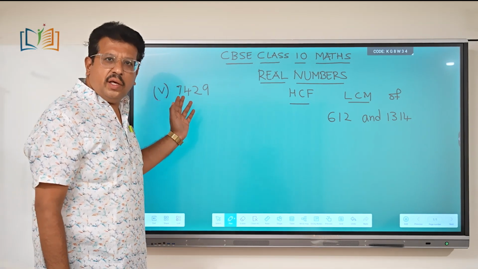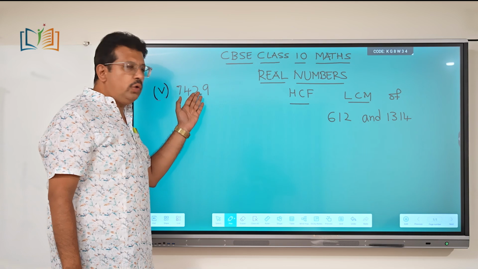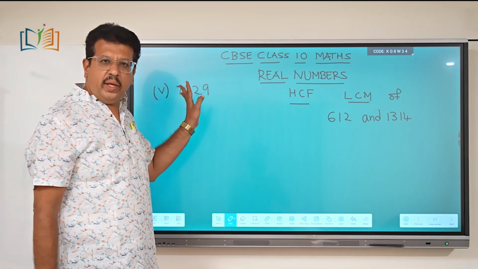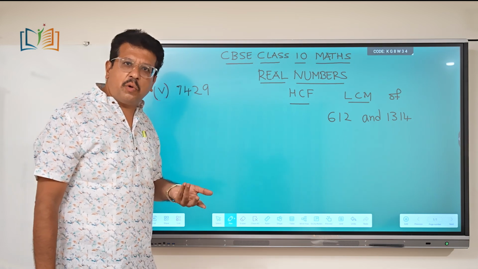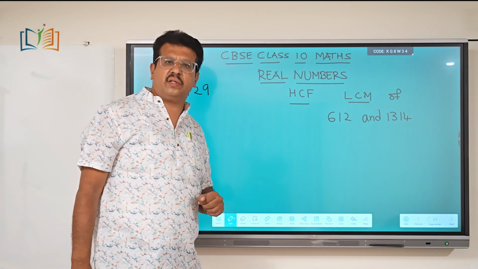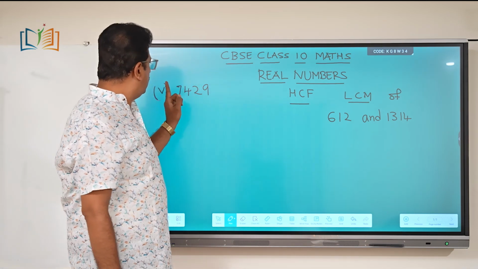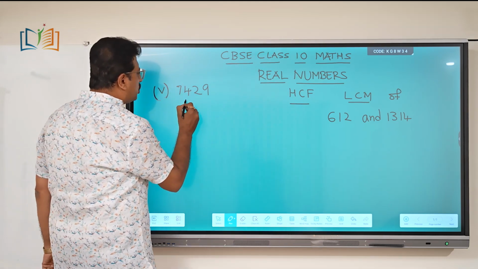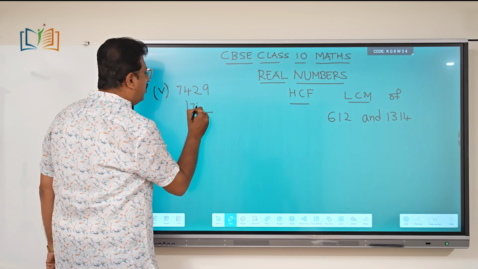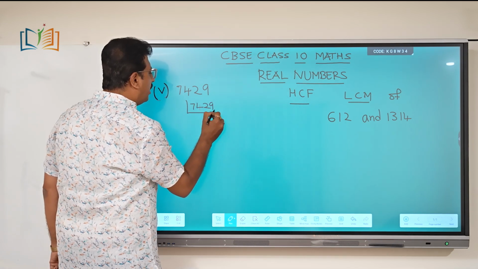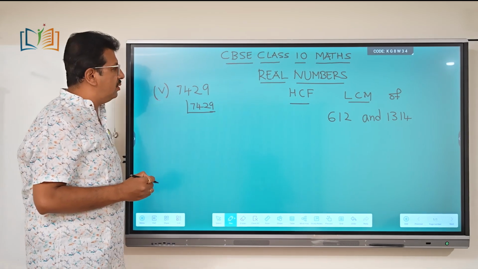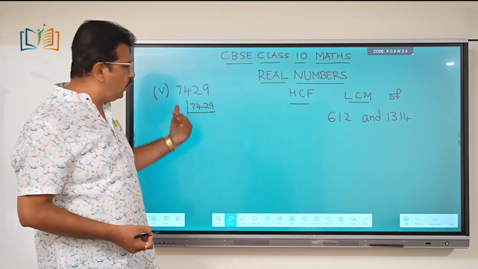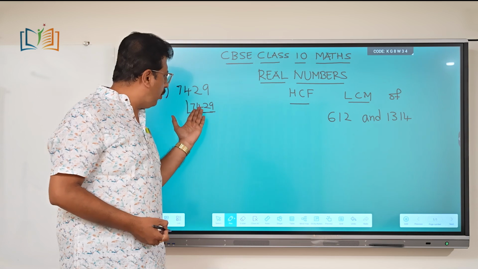Yes, students, let us take problem 7429. So we need to express it as a product of primes. This is the fourth problem in the NCERT exercise. That's the fifth sum, 7429. So let us see which number is possible to divide here. As I explained in the previous class, previous problems, we need to take prime numbers. 2 is not possible at all.